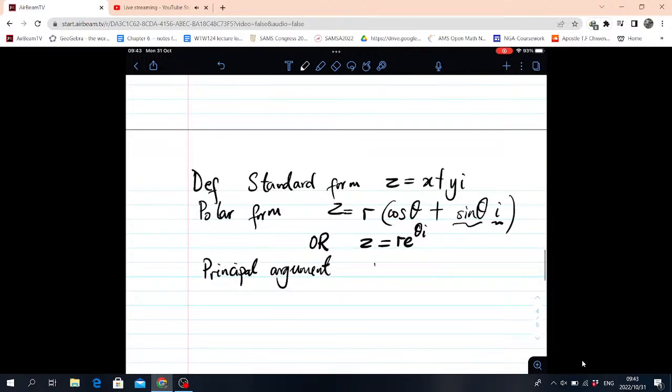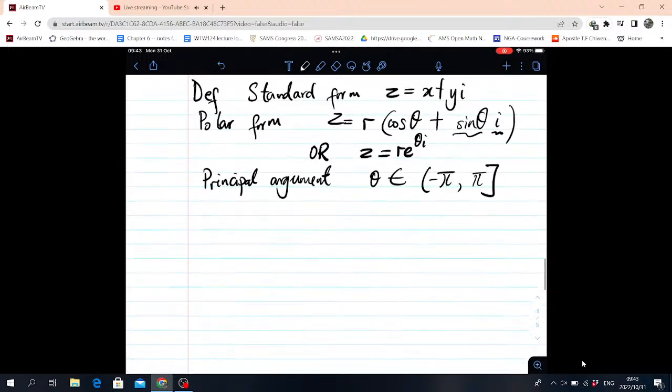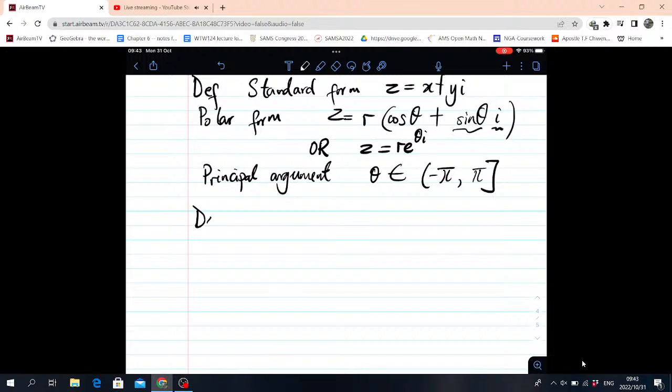And we said our principal argument is between minus pi and pi. So this is a closed interval, like that. Right, and then we proved part of de Moivre's theorem, and I think you can do the other part as an exercise. I'm not sure if it's in the homework, but it's part of the exercises anyway.